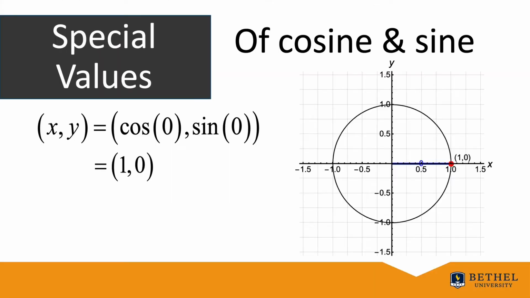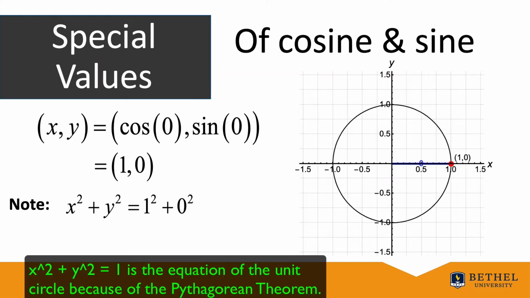Coming back to the unit circle, we note that for this point, x squared plus y squared equals 1 squared plus 0 squared equals 1 plus 0 equals 1, confirming that the point is on the unit circle because it satisfies the equation x squared plus y squared equals 1, the equation of the unit circle.